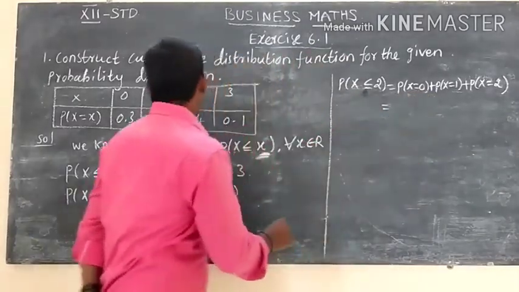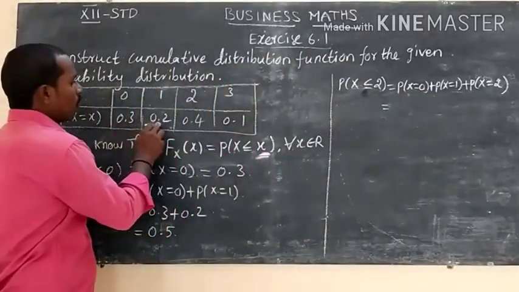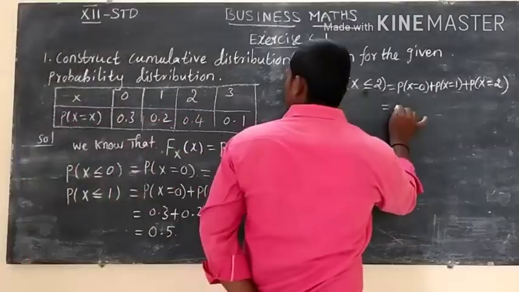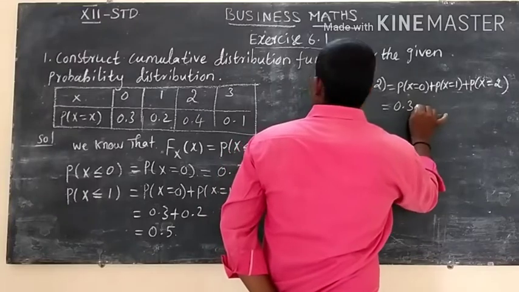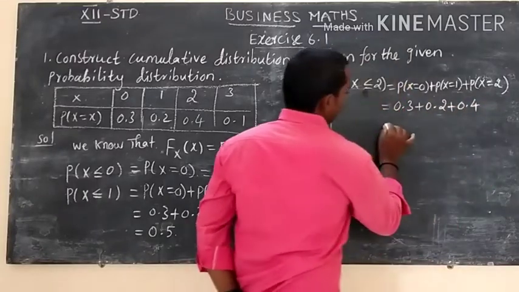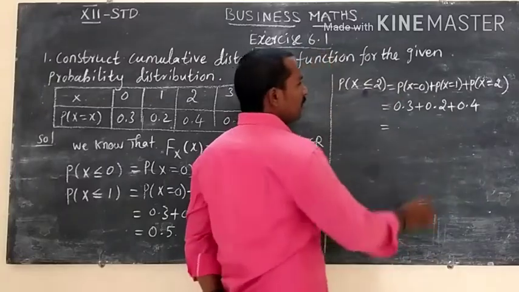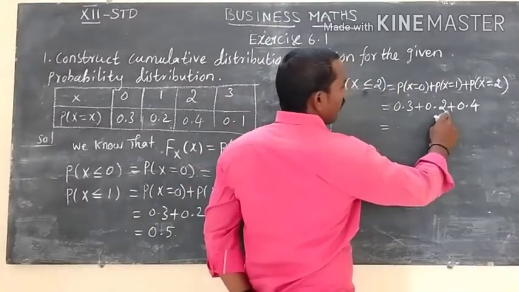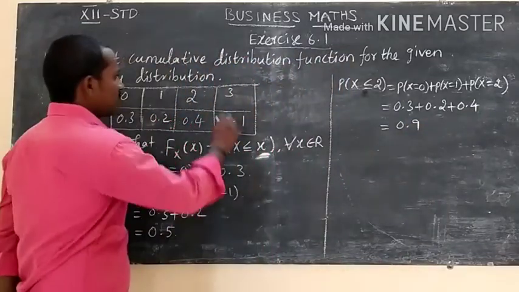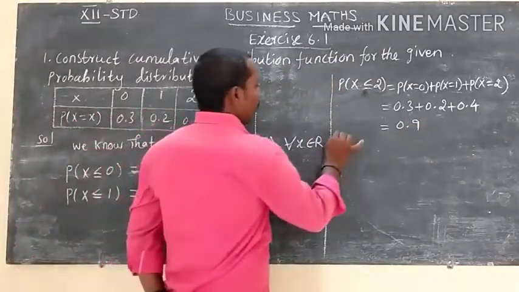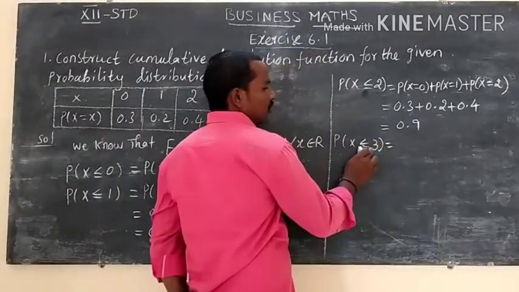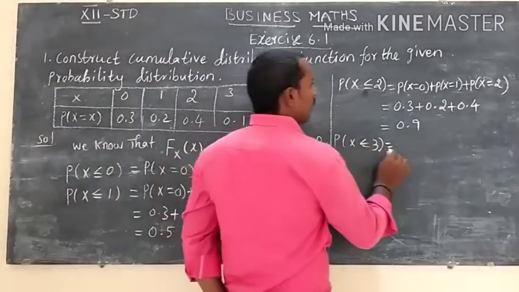P of x equal to 0 is 0.3, the value for 1 is 0.2, and for 2 is 0.4. So 0.3 plus 0.2 plus 0.4 is equal to, the sum of the values 3 plus 2 is 5, 5 plus 4 is 9, so 0.9. Then consider the third value, P of x less than or equal to 3, which means 3 and below 3 values.